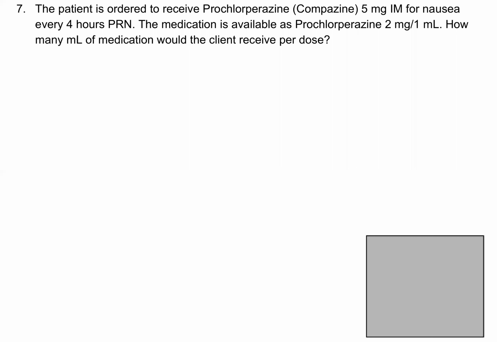Number 7, the patient is ordered to receive prochlorperazine or Compazine 500 milligrams IM for nausea every 4 hours PRN. The medication is available as prochlorperazine 2 milligrams per 1 ml. How many mLs of medication would the client receive per dose? So our final units that we're looking for are mLs per dose. They're going to give us the order, the availability, and the frequency. So your order is for 5 milligrams per dose.